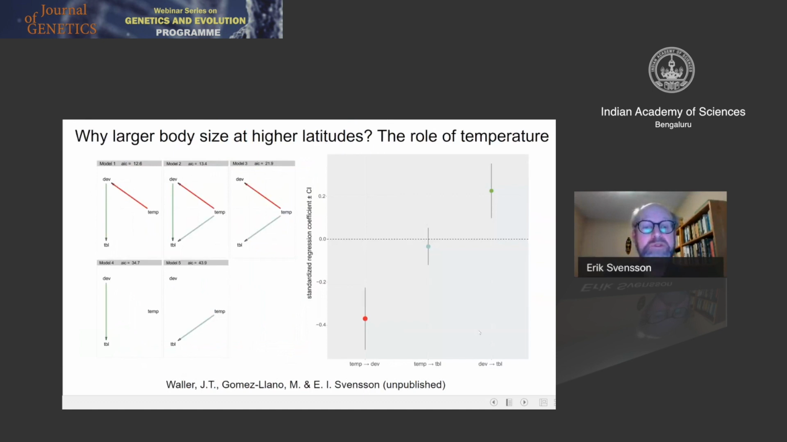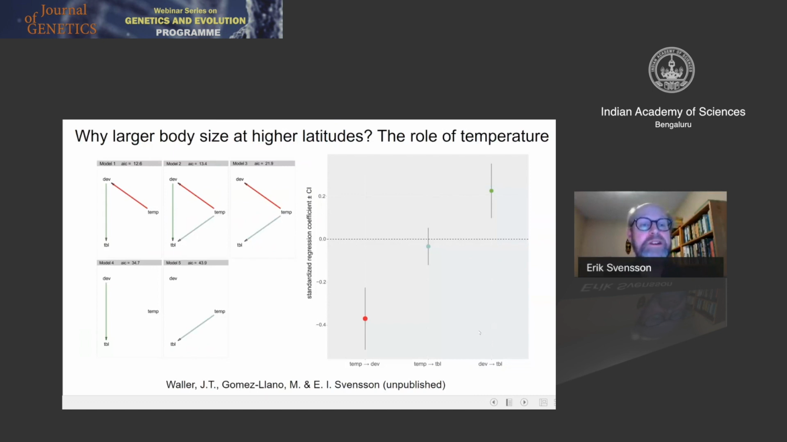Well, to analyze this, we investigated how total body length, development time, and temperature are related. We had to restrict this analysis to Odonata from Europe, where we have the best data on development time and body length. Unfortunately, for many other parts of the world we don't have the detailed data that we would like. So we looked at how the local temperature where a species lived affects development time and total body length, using phylogenetic path analysis. We looked at both direct and indirect effects of temperature on total body length.